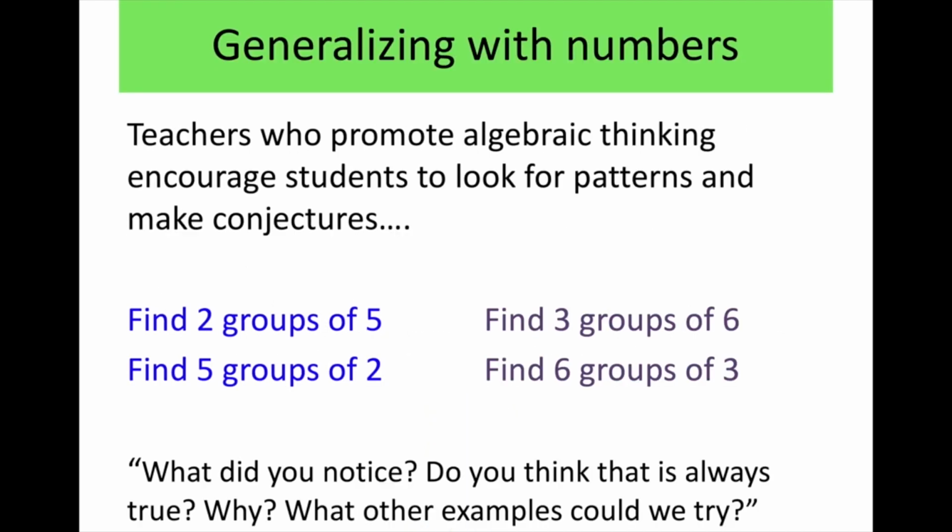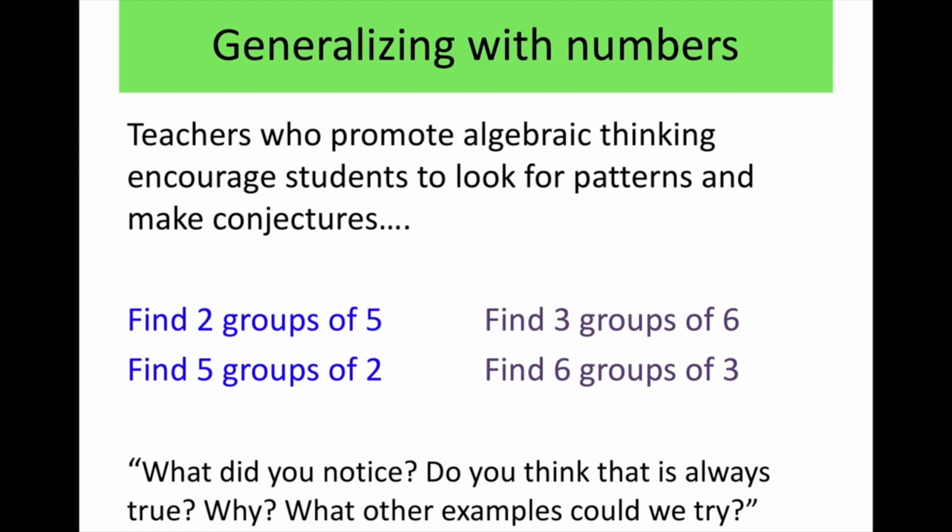So again, at a young grade, we have students start often with patterns. Have them find 2 groups of 5, and then challenge them to find 5 groups of 2. What do they notice? Oh, it's the same. Do you think that's always true? Why is that? Well, let's try other examples and see. 3 groups of 6, 6 groups of 3. It's the same. So again, we generalize. We realize the numbers we put in don't matter.